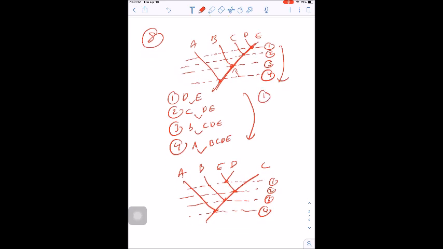So at the first level, you get D and E are branching off the same node. 2, you have C and a group containing D and E. 3, you have B branching off of a node that contains a group with E, D, and C. So B, C, D, E. And then 4, you have a branch A that's branching off of a node that contains B, E, D, C. So B, C, D, E.